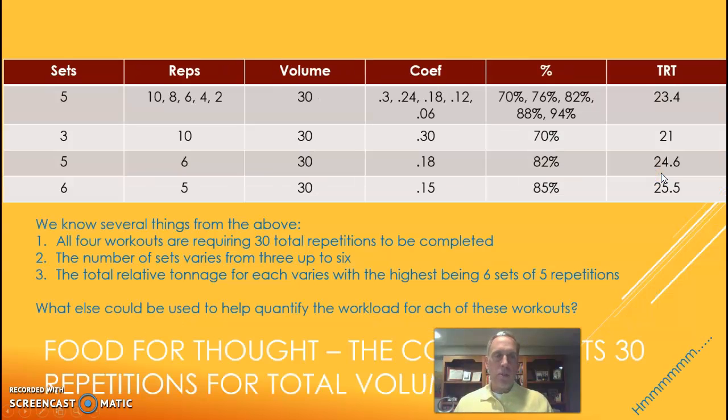And so it becomes a little bit of a brain bender when you look at it, but here's how you can break this out, right? So I switched to sets and reps here. You have 5 sets, 3 sets, 5 sets, or 6 sets. So you could have, for example, 5 sets, but your reps go 10, 8, 6, 4, 2.